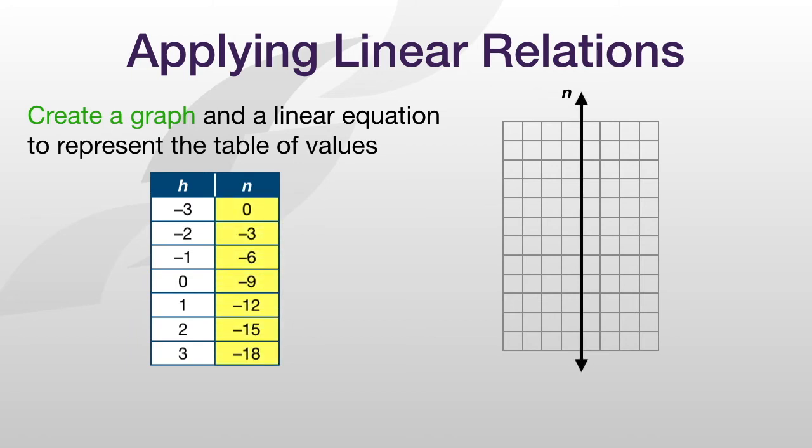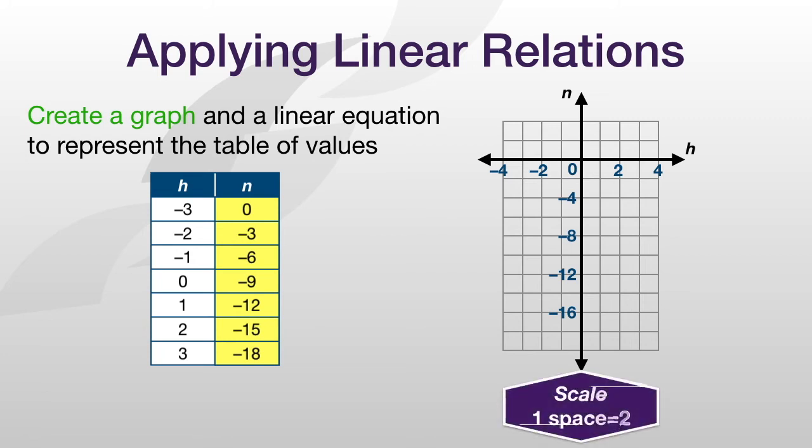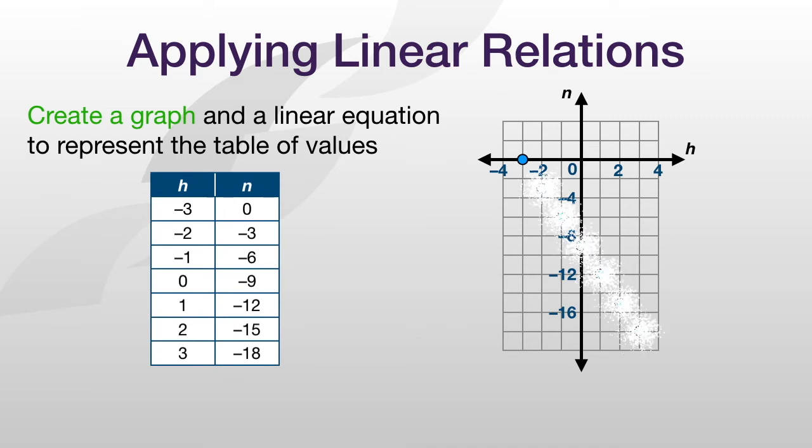The highest n value is 0 and the lowest is -18, so we need our horizontal axis near the top of the grid. We also do not have enough spaces on the grid, so we will need to make every space have a value of 2. Mathematicians call this a scale of 2. Now that we have our axes set up, we can plot our points. -3, 0 is plotted where h equals -3 and n equals 0. The rest of the points are plotted in the same way.